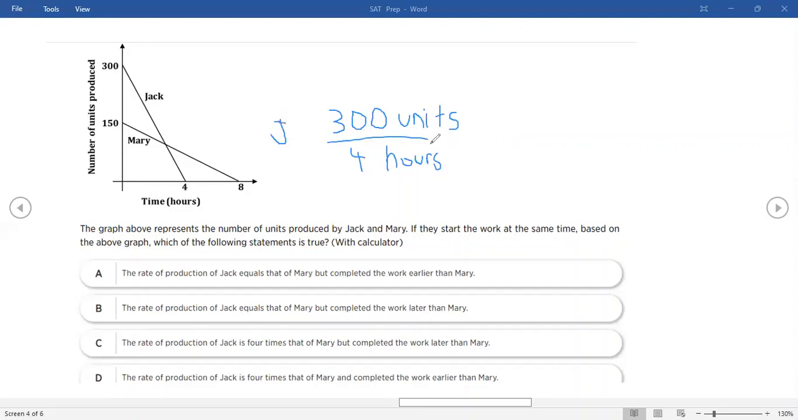Okay, now this divides nicely. I think this gives us what, 75? And of course the units are understood here. It's units per hour, so this is a rate. This is definitely a rate. It's 300 units every 4 hours, so that's 75 units every single hour. Now I'll go ahead and write that down. Per hour, if you want to write that down.